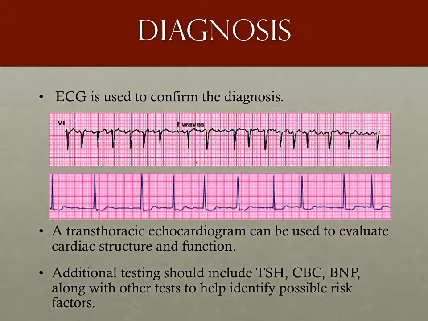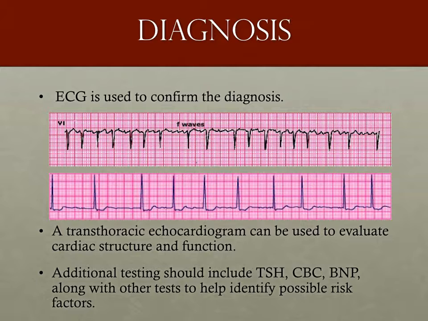A transthoracic echocardiogram is useful and should be done with patients being diagnosed with AFib. It evaluates the cardiac structure and function of the heart, as well as assesses the presence of thrombi, which should especially be done before patients who are going to undergo cardioversion due to the increased risk of embolization.